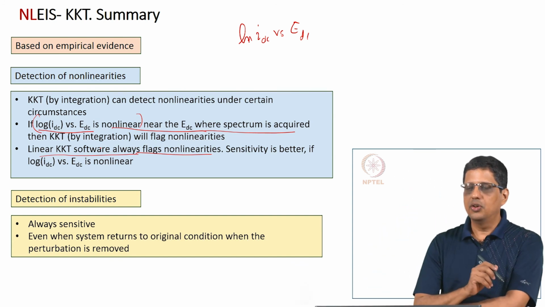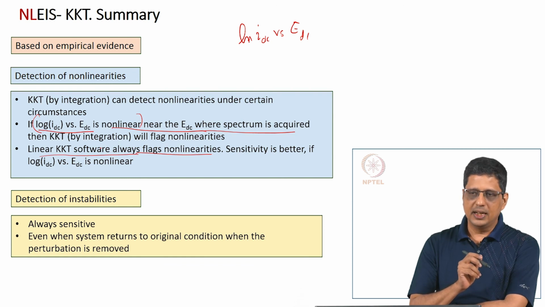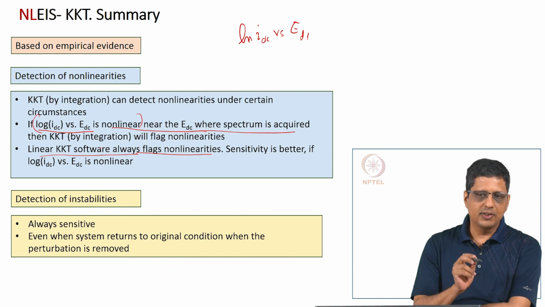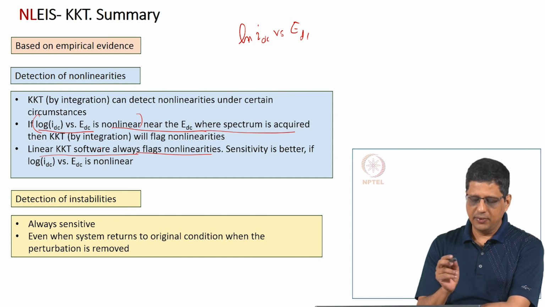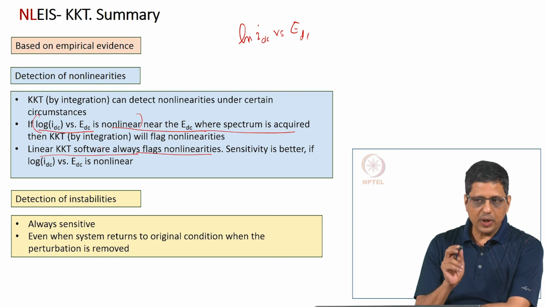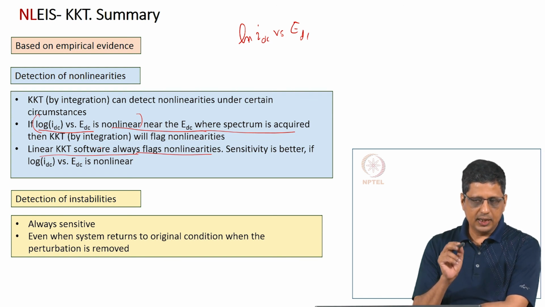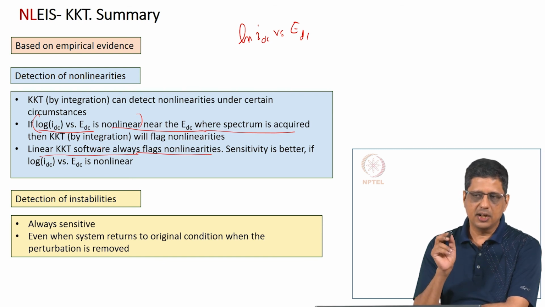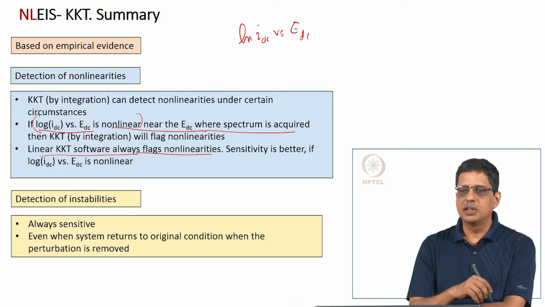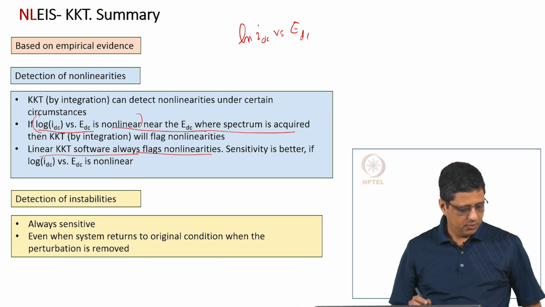And when you look at the instability, when a system is unstable, KKT will always flag it, whether it is linear KKT or by integration. And even when the system returns to the original conditions, if we acquire data during the time where the system has not settled and has not begun to give steady periodic response, then also KKT will flag the spectrum. So, KKT is actually very sensitive to stability criteria. We will stop here today.